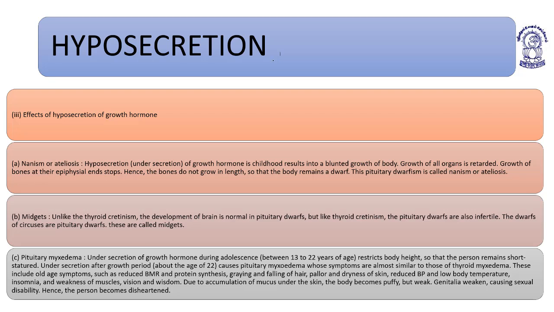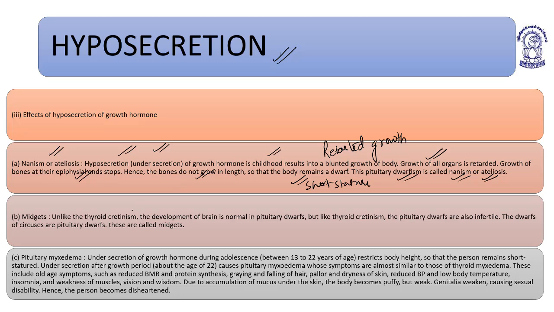Hyposecretion. Hyposecretion of growth hormone may lead to nanism or ateliosis. Hyposecretion or undersecretion of growth hormone in childhood results into blunted or retarded growth. Growth of all organs is retarded. Growth of bones at their epiphyseal end stops as the bones do not grow in length so that the body remains dwarf, short stature. The pituitary dwarfism is called nanism or ateliosis.